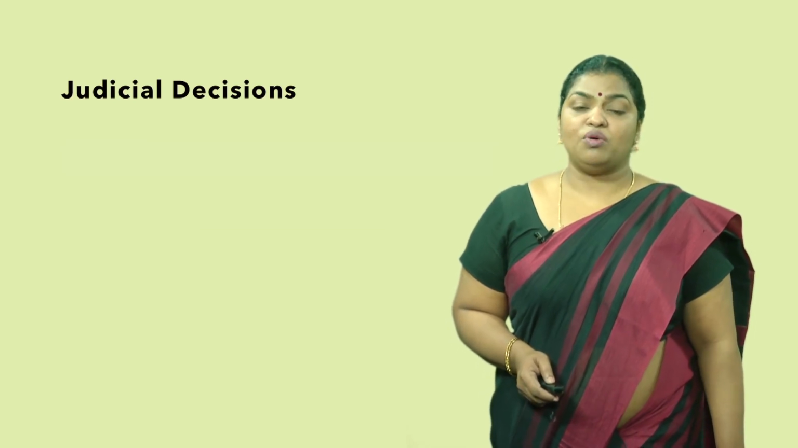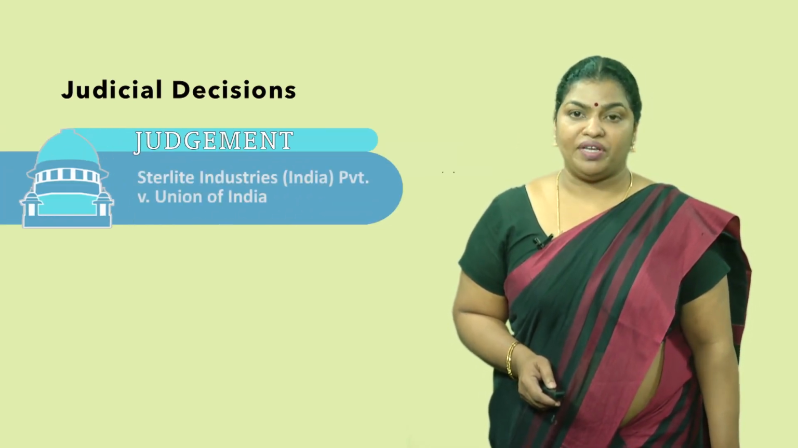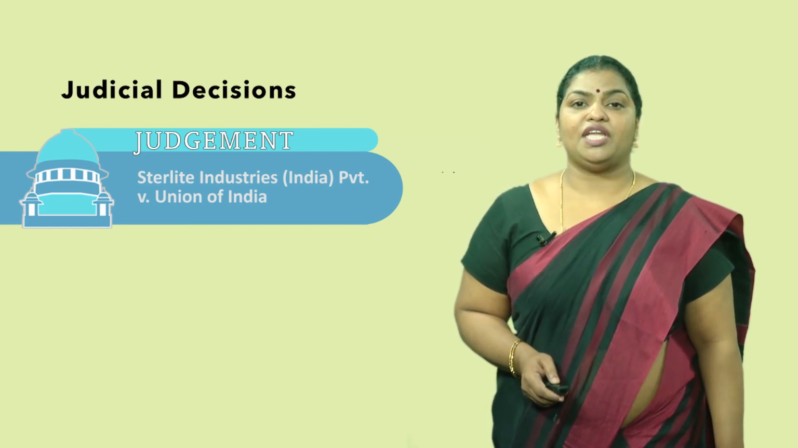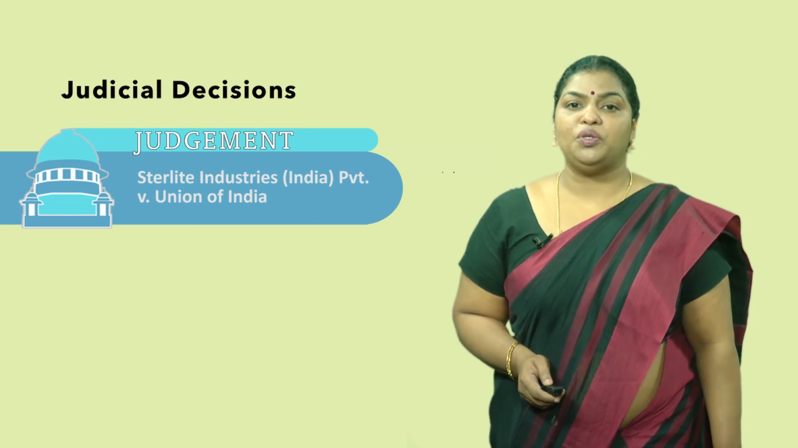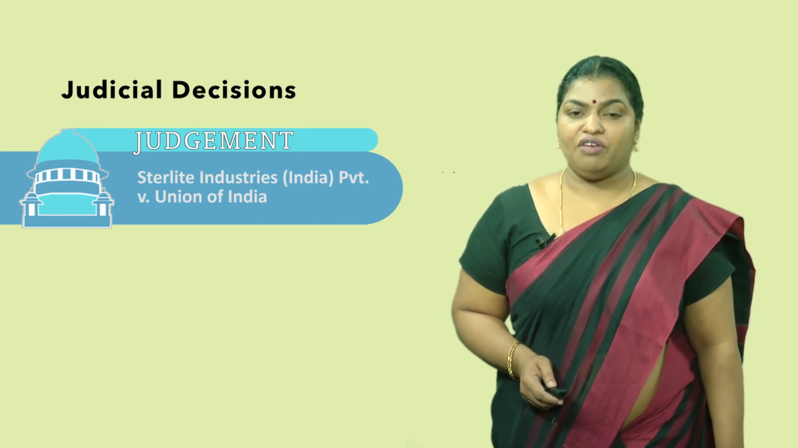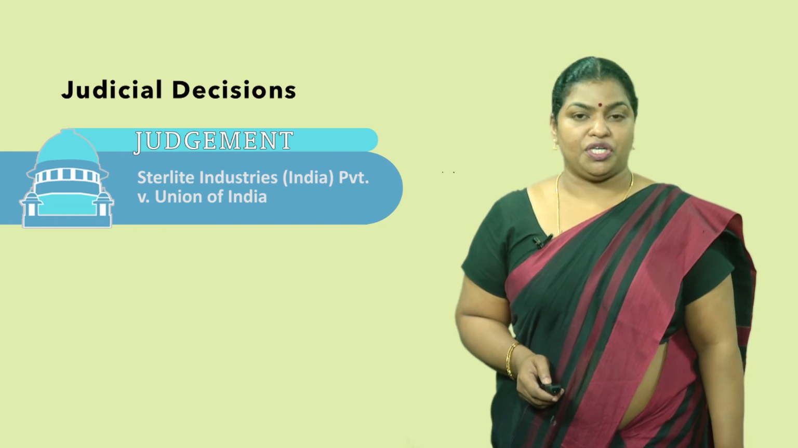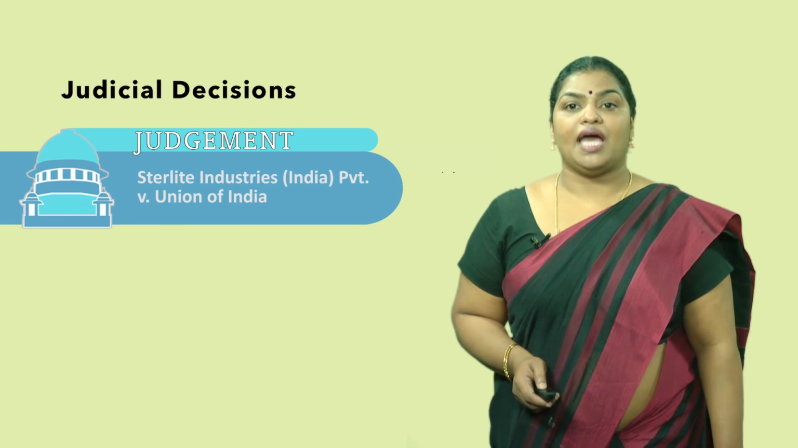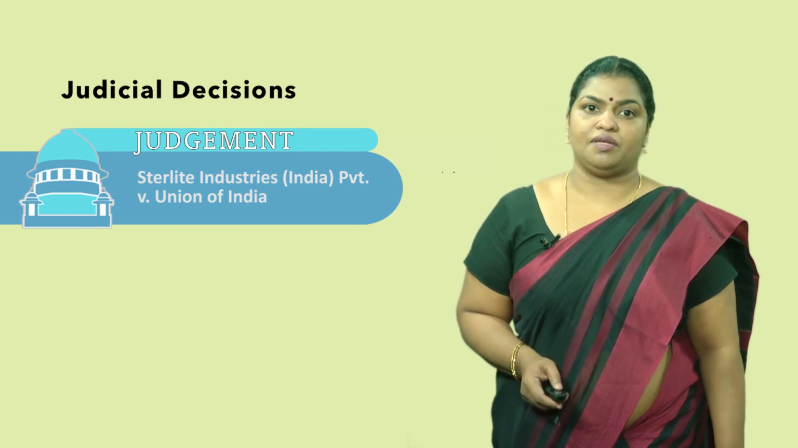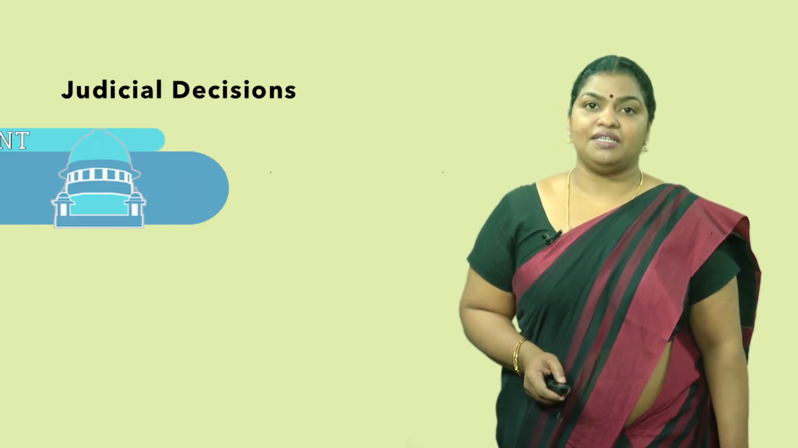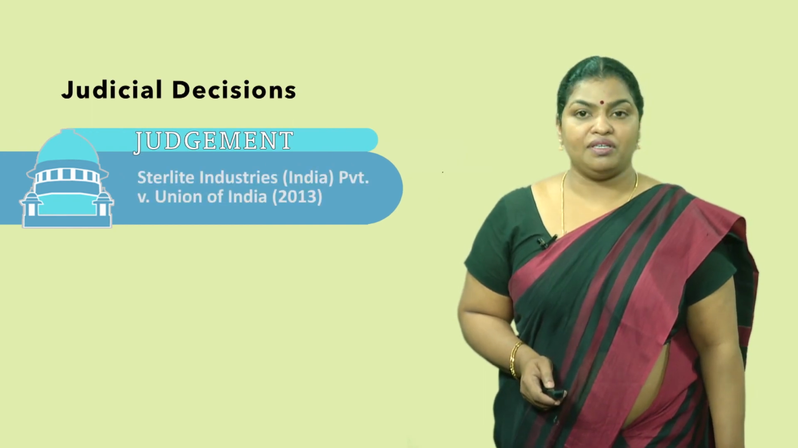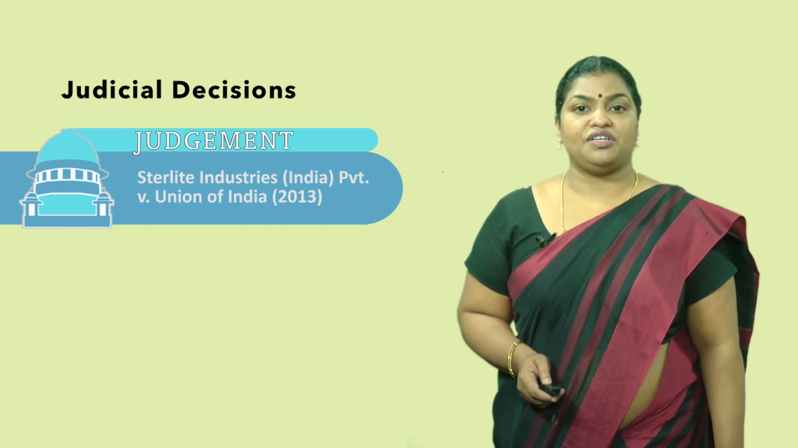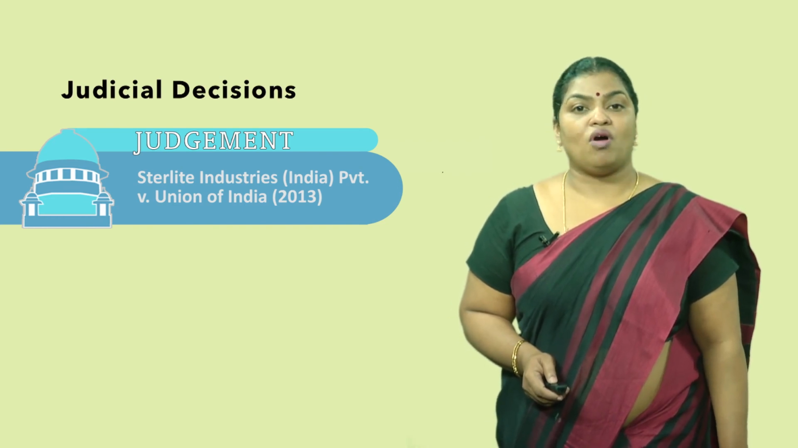The second case is Vellore Citizens Welfare Forum versus Union of India. This is a 1996 decision where the Supreme Court imposed a pollution fine on the company for causing river and land pollution. The fine amount was to be utilized for restoring the damaged environment and compensating the affected persons. The next case is Sterlite Industries India Limited versus Union of India, a 2013 decision which garnered international attention due to the compensation awarded in this case.